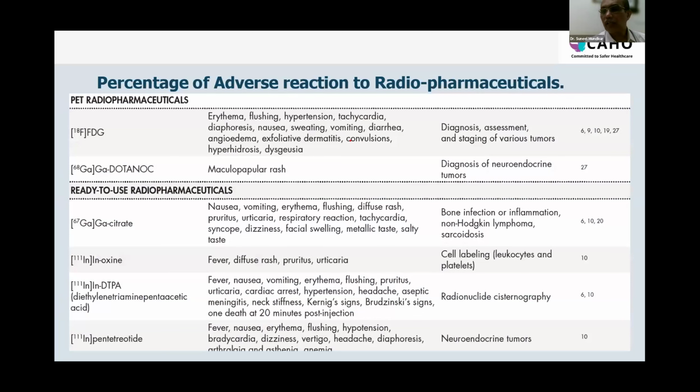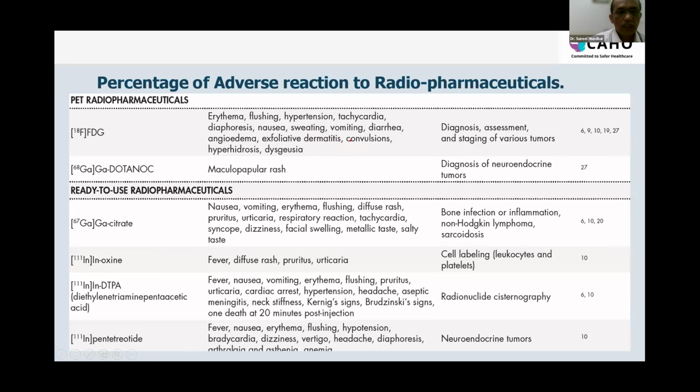I'll just give a glimpse of how it is described in that article. What I would like to inform you here is that although majority, I think more than 90% of them, are minor allergic reactions, for example, DTPA is one of the commonly used radiopharmaceuticals, and it can have signs like meningitis. Even fatality has been reported following DTPA scanning. Cardiac arrest has been reported. So it is not only important to watch for these adverse reactions, but also to report them so that it will be easy for others to be cautious.